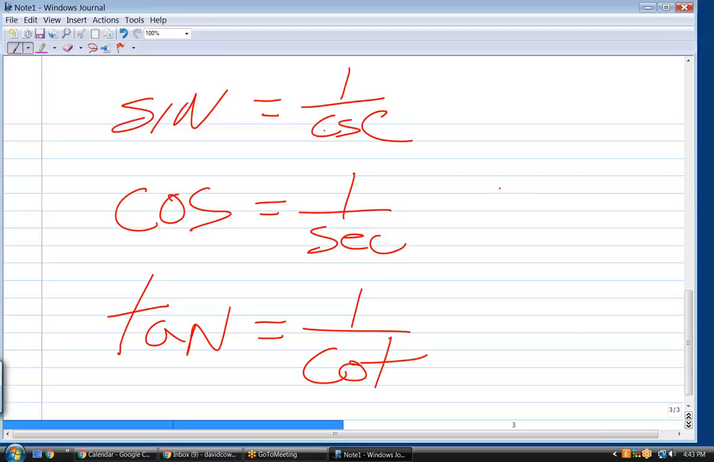Okay? So what is cotangent equal to? Cotangent is equal to 1 over tangent. Okay. So the other three are automatic. In other words, to memorize these, you really only have to memorize these three, and you know all 6 of them.